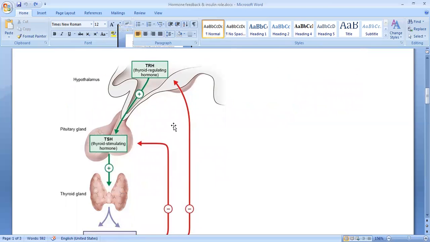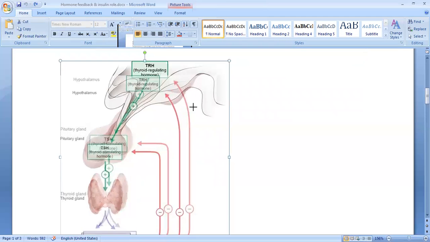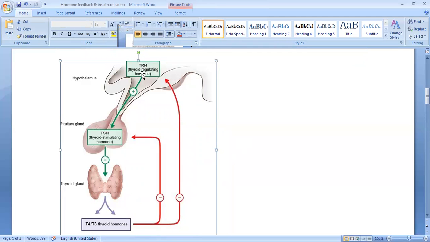So here in the diagram, if you see, they have shown the hypothalamus here, the pituitary gland in the middle, and the thyroid gland at the bottom. The hypothalamus will release TRH. That TRH will act on the pituitary gland and cause release of TSH. That TSH comes to the thyroid gland and stimulates it to produce T4 and T3, the thyroid hormones, right? All this part you can see is shown in green, which means it is stimulating the production. So TRH is stimulating production of TSH, and TSH is stimulating production of the thyroid hormones.